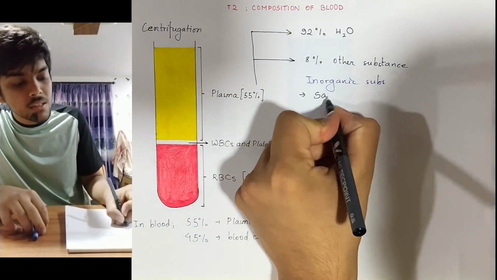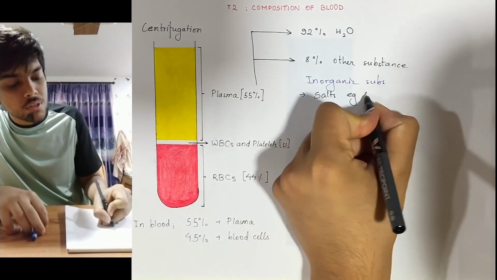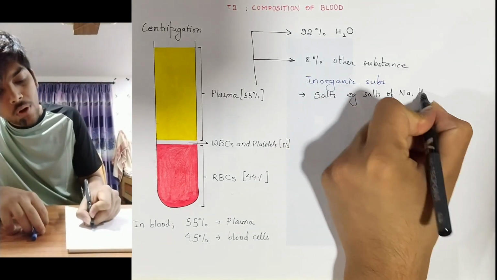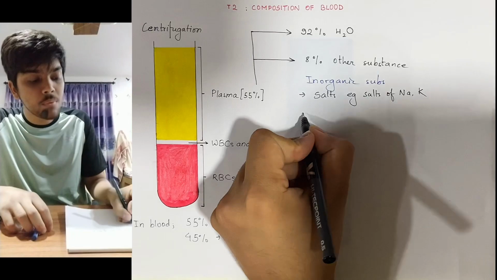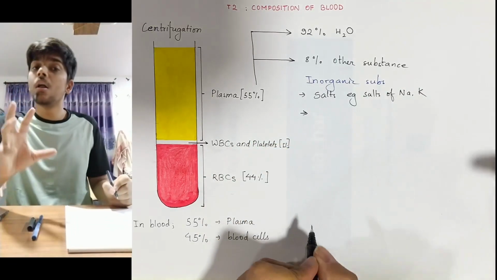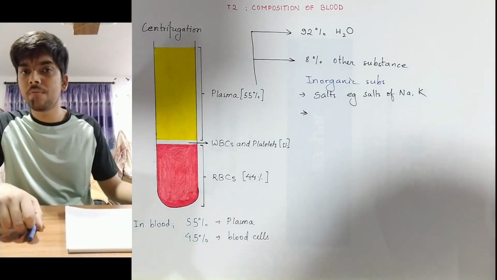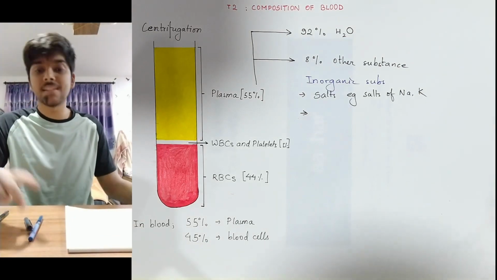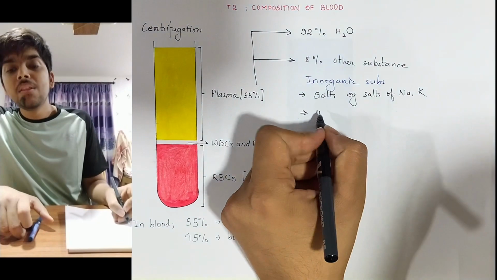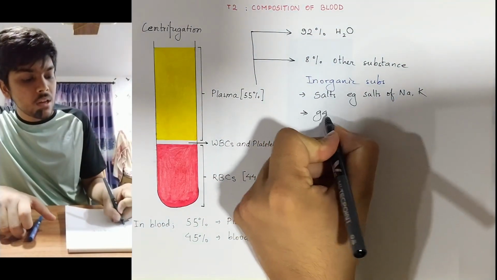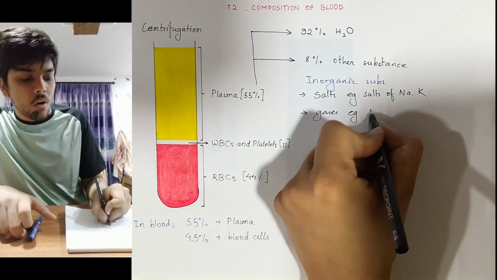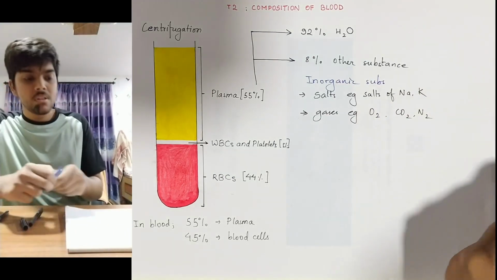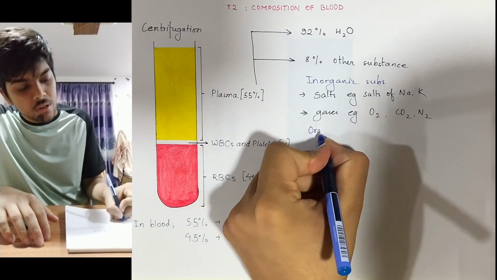There's your inorganic salts, which include salts of sodium and potassium, such as sodium chloride, sodium bicarbonate, potassium bicarbonate, all of which you'll come to know in the chapter of respiratory system during gaseous exchange or transportation of gases. Secondly, there's your gases. Examples: oxygen, carbon dioxide, and nitrogen. These are the inorganic substances.